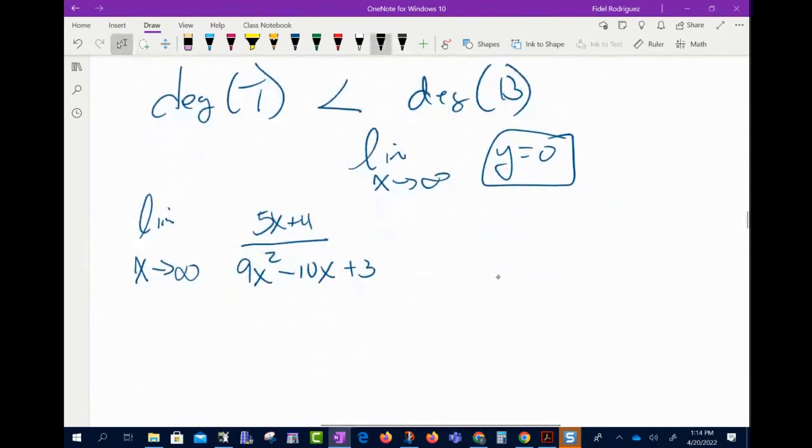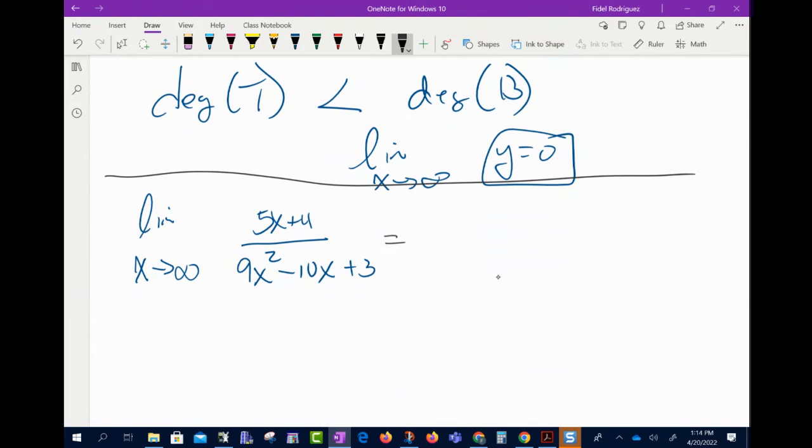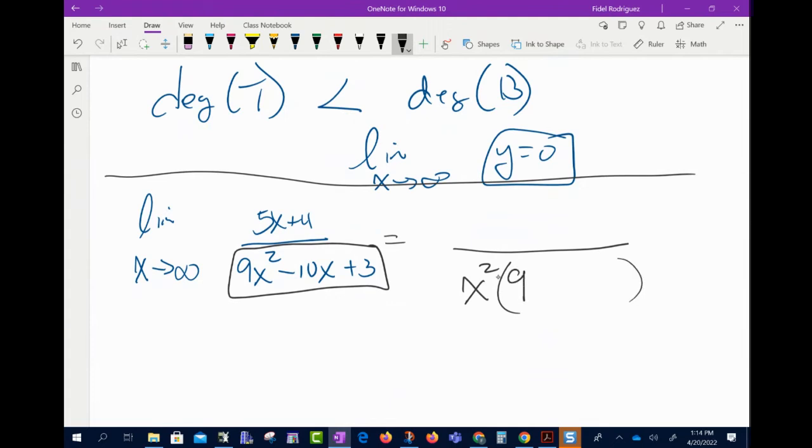So the way we did this back when we covered this topic is we said, look, out of the denominator here, I want to factor out an x squared. And you say, really? You're factoring out an x squared? Yeah. And what's going to happen is that that's going to become a 9. That's going to become a 10 over x. And that's going to become a 3 over x squared. Because if I multiply x squared times each of these terms, I would end up with exactly that.